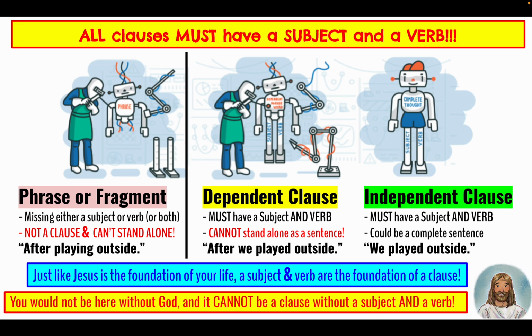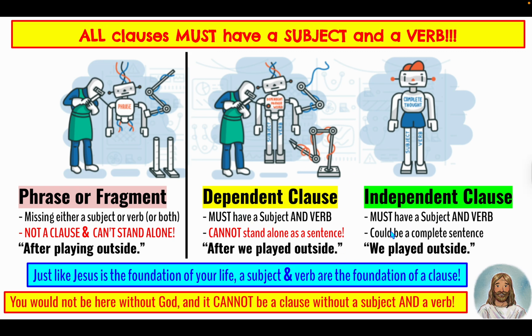Okay, the first thing your child has to understand is the difference between a phrase or a fragment and a clause. So, to be a clause, there must be a subject and a verb. So, if you've got a group of words and it's missing a subject or it's missing the verb or both, then we would consider it a phrase or a fragment, meaning it cannot stand alone, like this little robot here. It couldn't be a complete sentence. So this period here is incorrect. After playing outside, that's a mistake. That can't stand alone, okay?